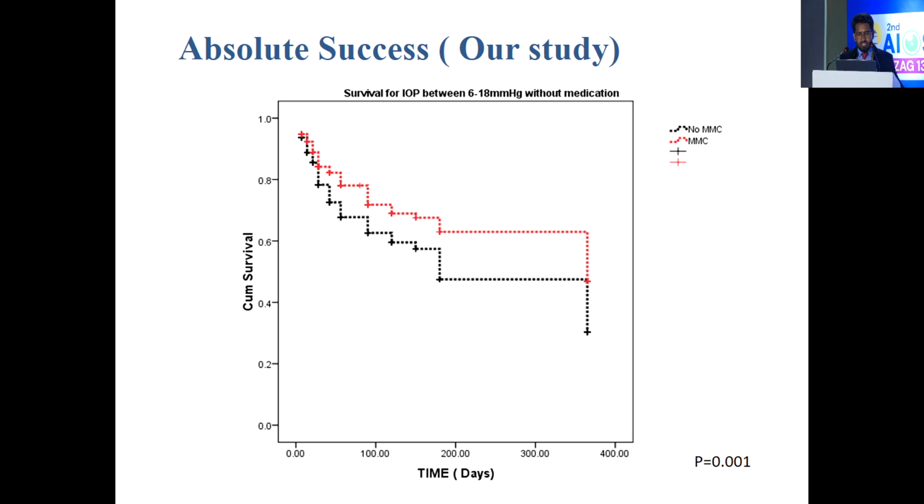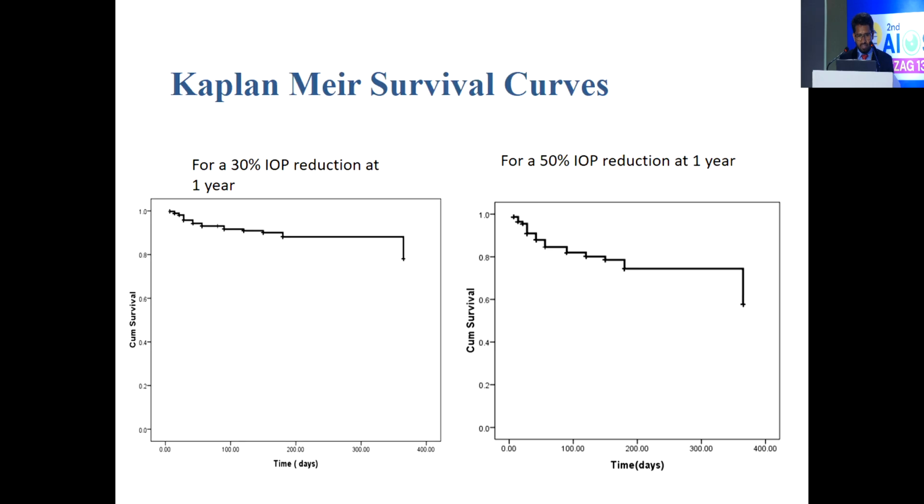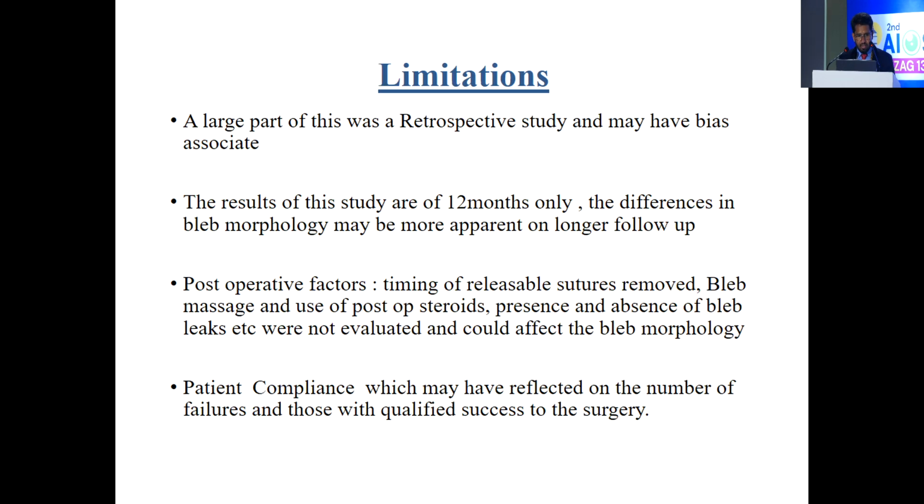The absolute success rate, as compared with the MMC group, is higher in the non-MMC group. That indicates the absolute success rate with IOP control in the MMC group is better than in the non-MMC group. In the Kaplan-Meier survival curve, the 30% IOP reduction is better at 1 year as compared to the 50% IOP reduction at 1 year.